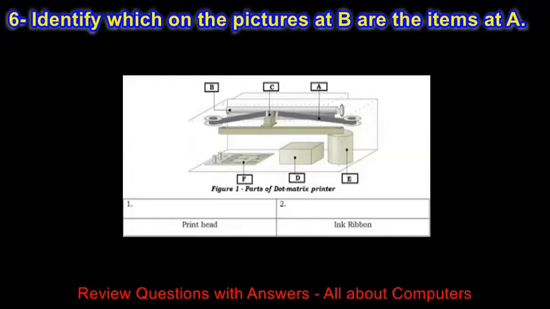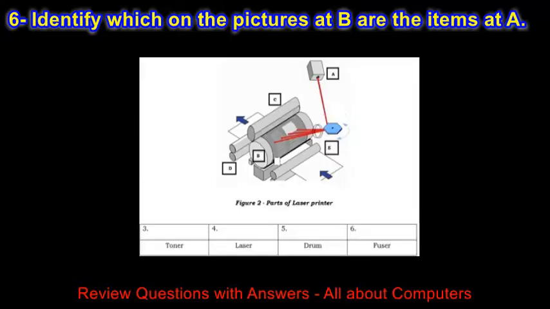Okay, so next we have also here in figure 2, parts of laser printer. As you can see, number 3, toner. So which one is the toner? That would be letter C. Number 4, laser. You can see a laser, that would be letter A. And number 5, drum, letter B. And number 6, fuser, that would be letter D.